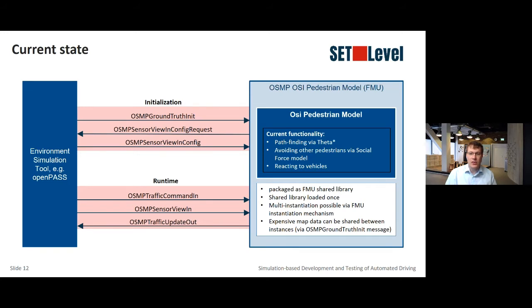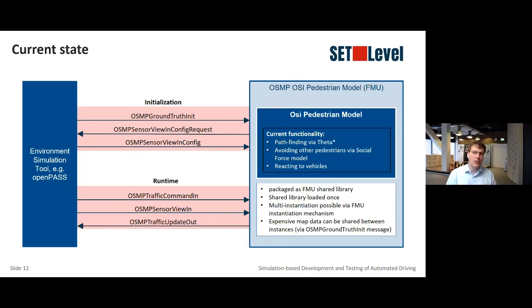It is packaged as an FMU shared library, and we invested a lot of effort to make sure that it can be handled efficiently. The reason is that if you have a large simulation, you might have a lot of pedestrians, and so it's necessary for the calculation to be efficient. Think of something like calculating where on the map the pedestrian can walk on. So that's the current state.